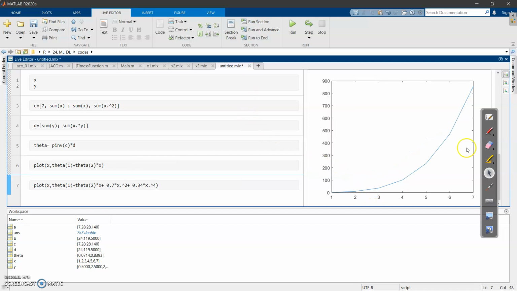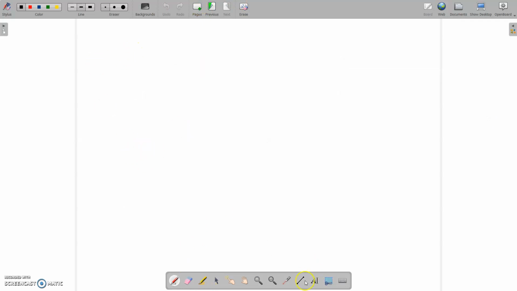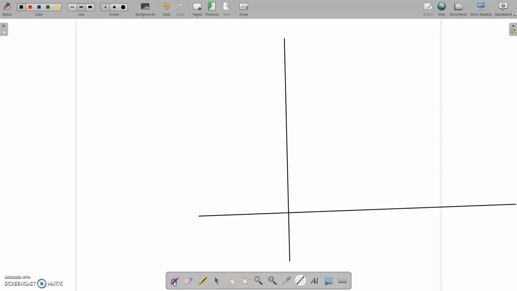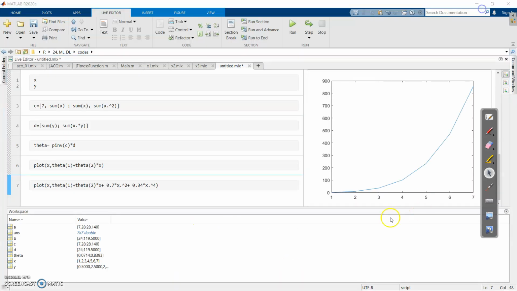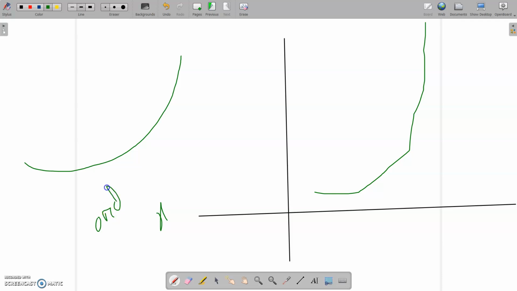If you look here, the curve is now this way. That means a kind of overfitting is happening. This is not a pure straight curve. As we increase the order of the polynomial, the curve will be like this.